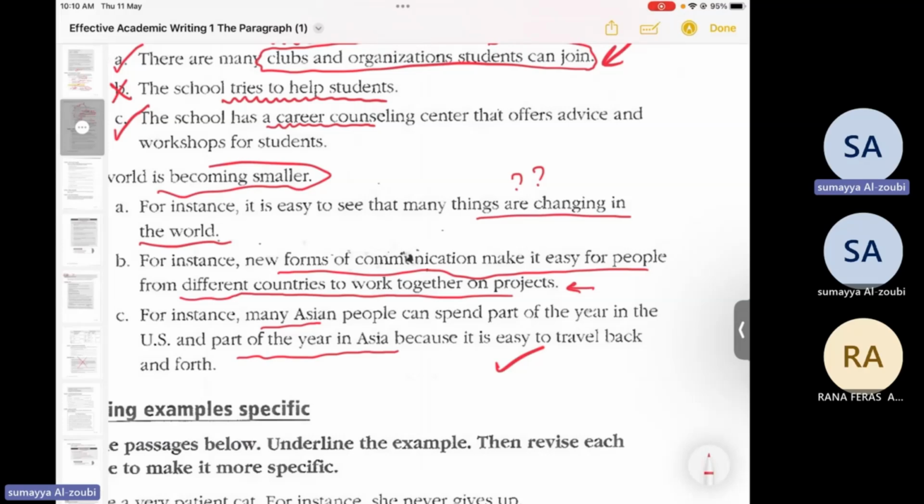But look at A, for instance, it is easy to see that many things, what do you mean by things here, are changing in the world. This is not acceptable as a good example.